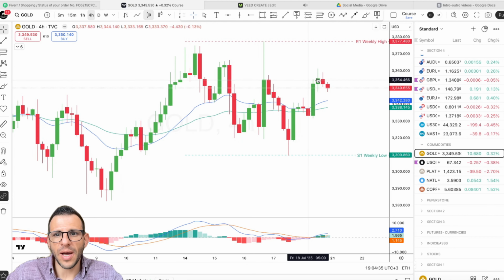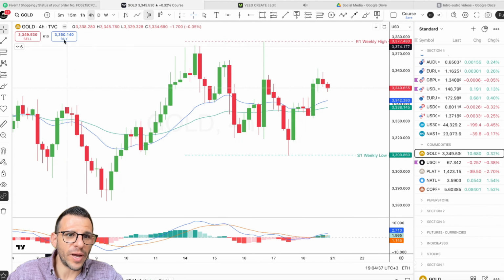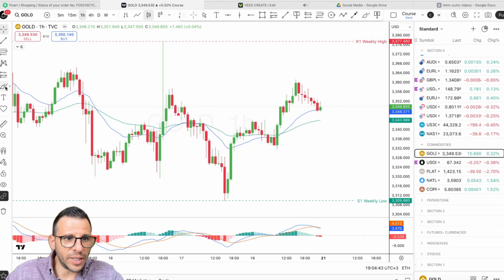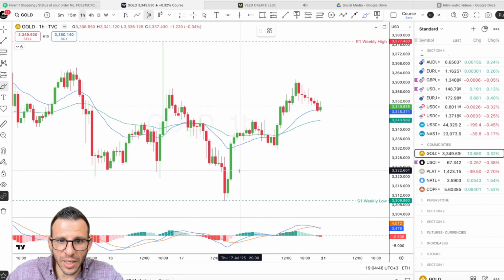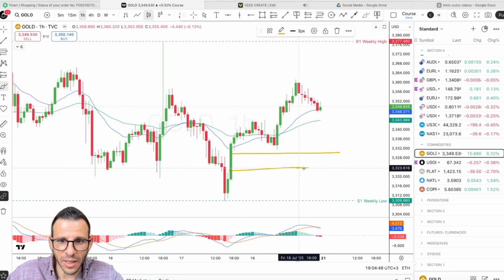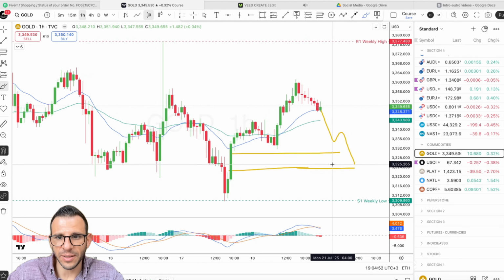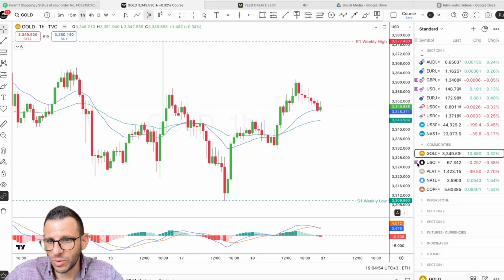I want to see the price break outside of the range before I commit to any trades on this one, and I think you also want something similar. If you are trading some fair value gaps or fair value prices, this is an area potentially the price can test, maybe anytime soon, who knows.